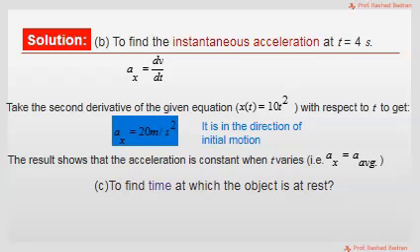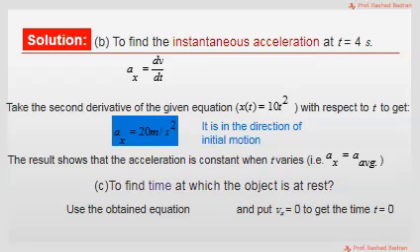Finally, to get an answer for the time at which the object is at rest, you just simply substitute v equals 0 into the velocity equation. Then you get an answer of t equals 0.